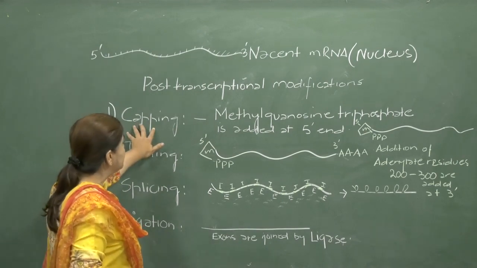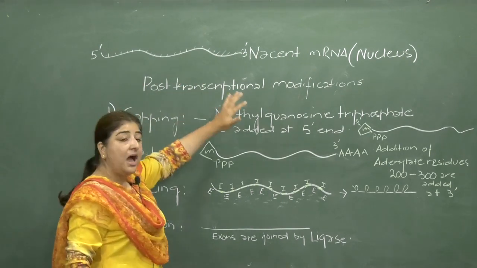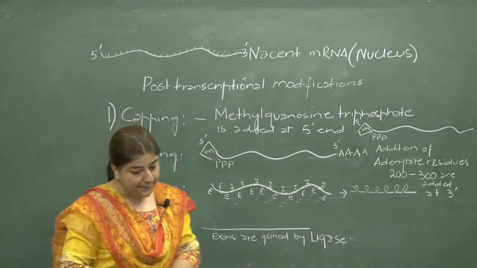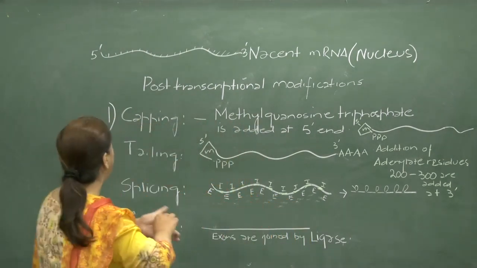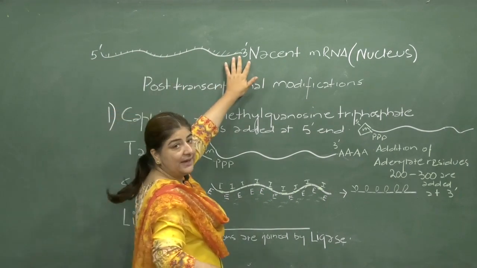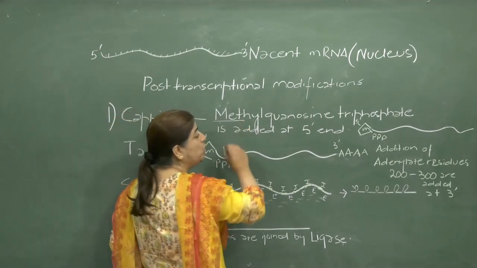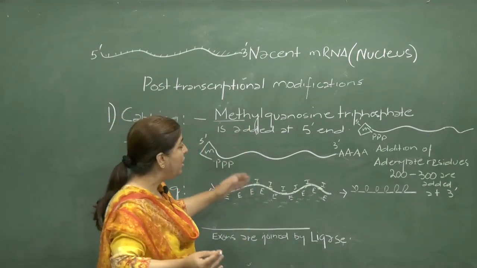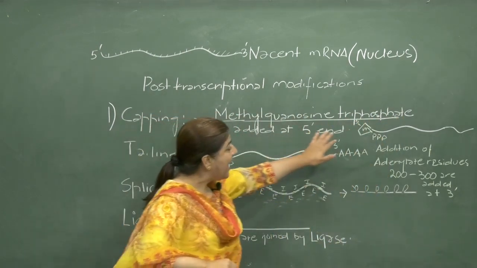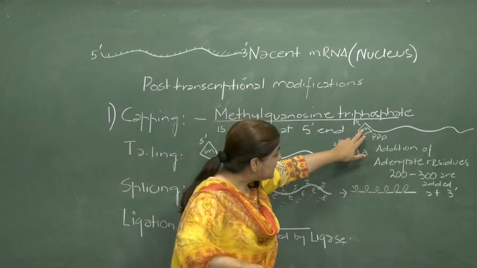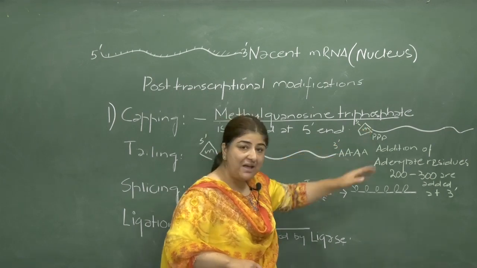So these modifications are termed post-transcriptional modifications. So in post-transcriptional modifications, what happens? The first step is that this nascent mRNA undergoes capping. Now what do you mean by capping? As you know, this nascent mRNA has two ends, the 5' end and the 3' end. Towards the 5' end, a methylated guanosine cap is added, or we say methylated guanosine triphosphate is added at the 5' end.